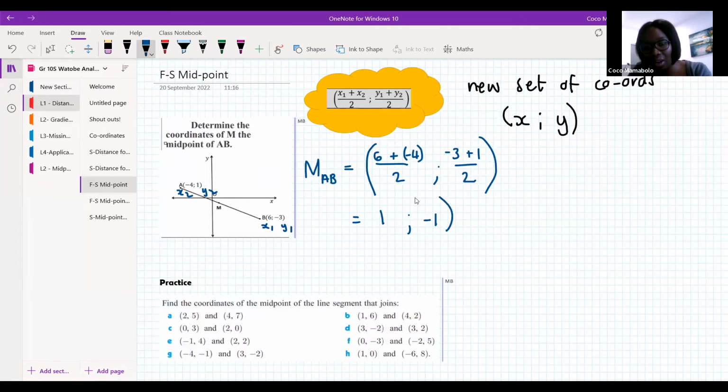And you guys see how I get a brand new set of coordinates. I'm not going to get just a number, something with units. My new answer is going to be another set of coordinates. Do we understand this? Thumbs up, thumbs down? Quick answer in the chat for me.